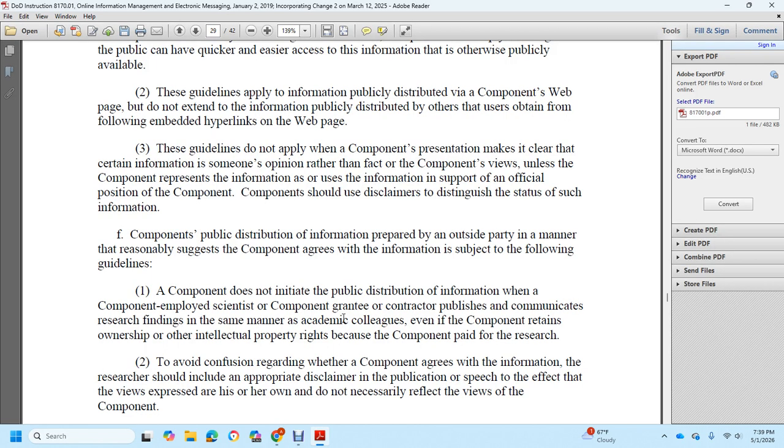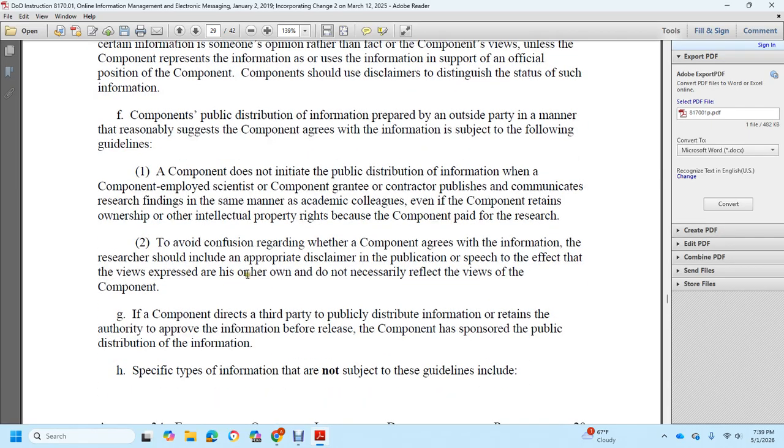To avoid confusion regarding the component, agree with the information research, the component should include the appropriate disclaimer of the publication or speech, stating that the views expressed are those of the author and do not necessarily reflect the views of the component. If the component directs a third party to publicly distribute the information, it retains the authority to approve the information before release.